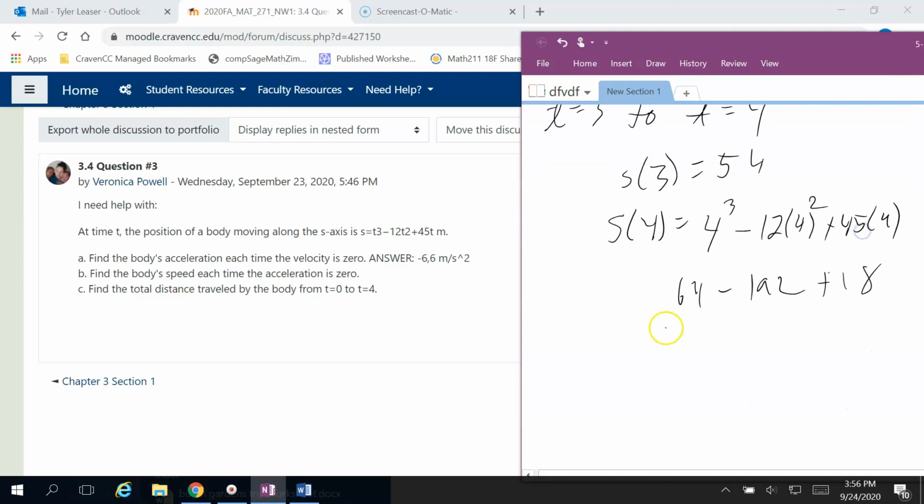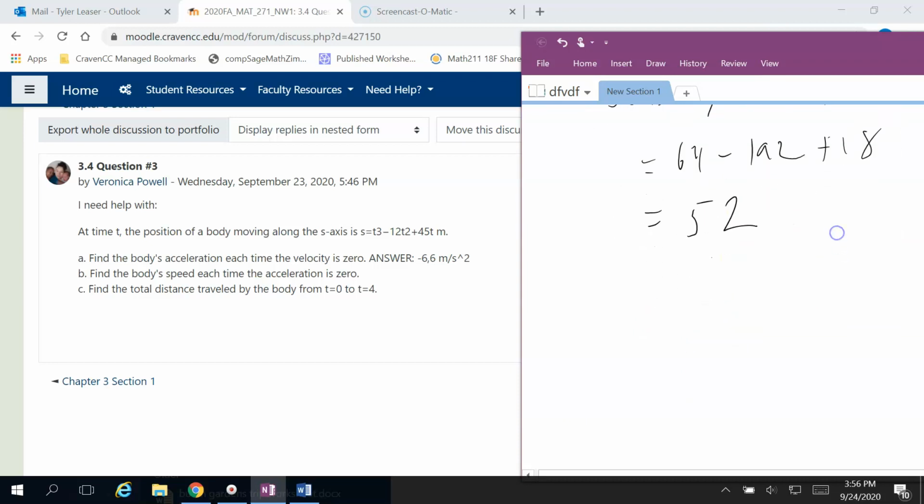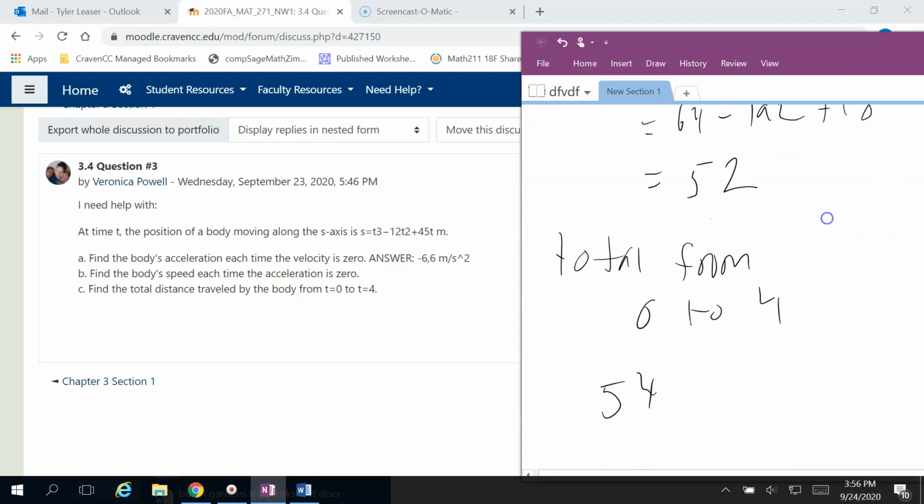At 4 seconds, it looks like I am at 52, which means from 3 to 4, I actually travel an additional 2 units. I just happen to be going backwards, which means that the total from 0 to 4 was that first initial burst going all the way from 0 to 54, plus we then add an additional 2 units, just happen to be going backwards. But we're just going to add that on because it was asking for the total distance traveled. So 56 for that one.